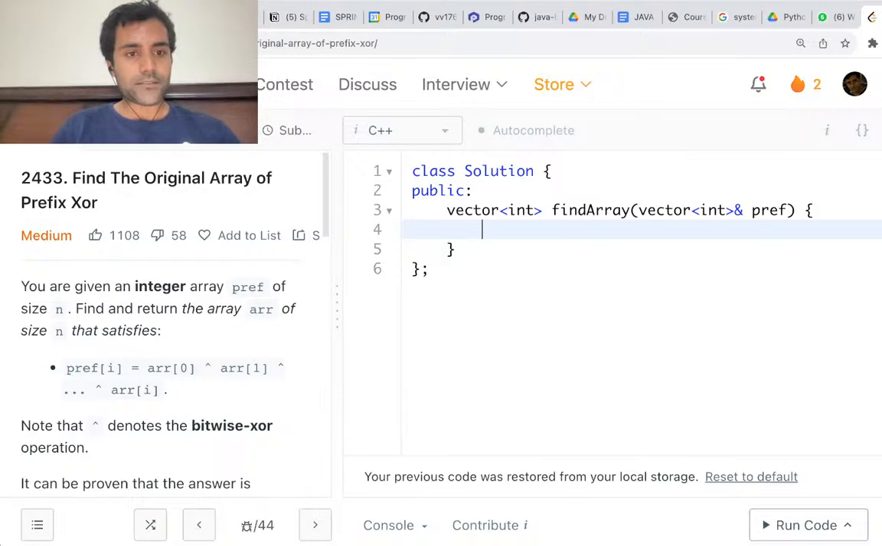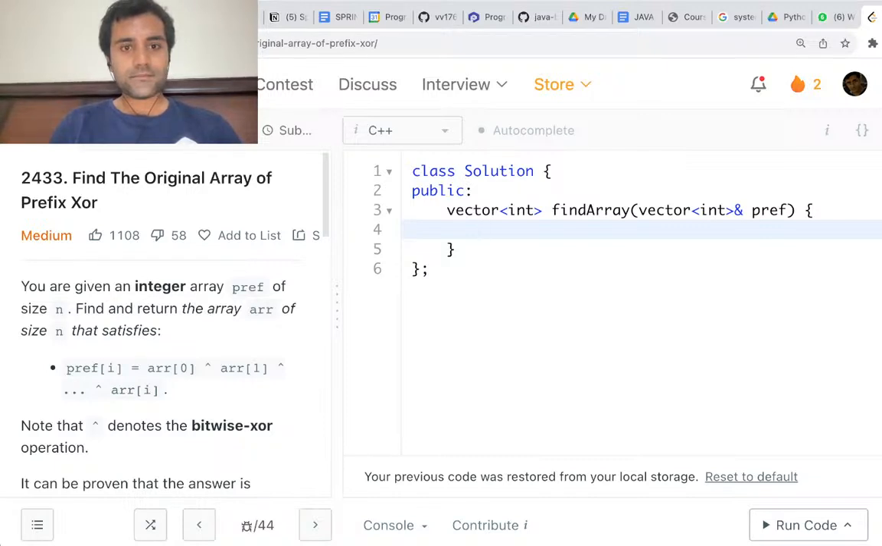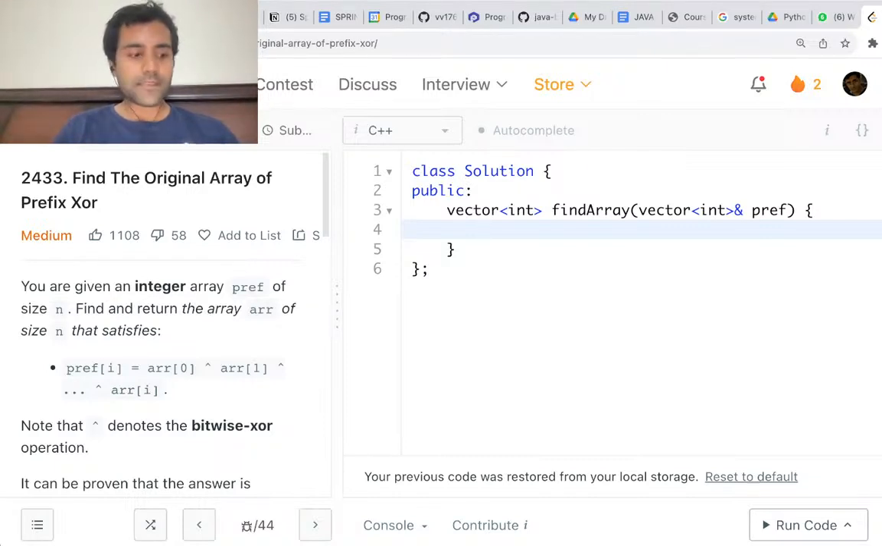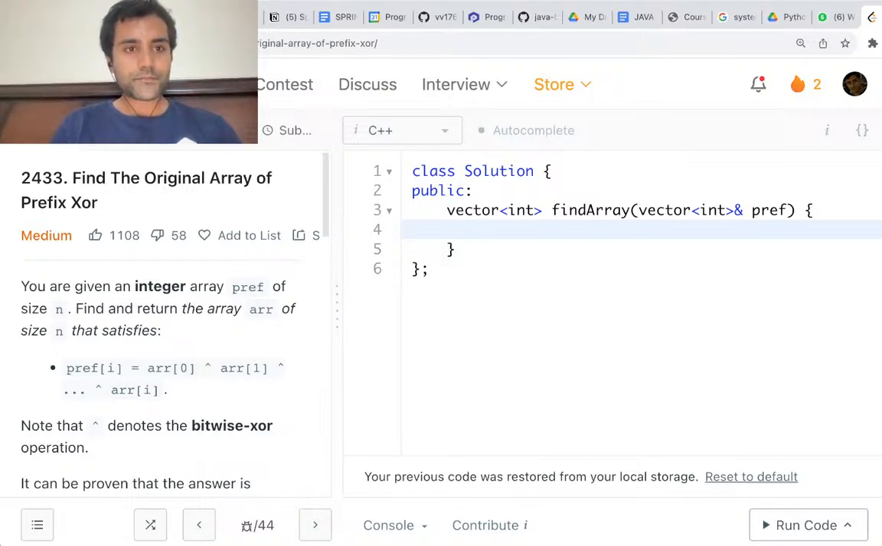But before that, anyone who was able to solve the question on his or her own, could you get an accepted on your solution? Okay, in the meantime, I'm reading the question.